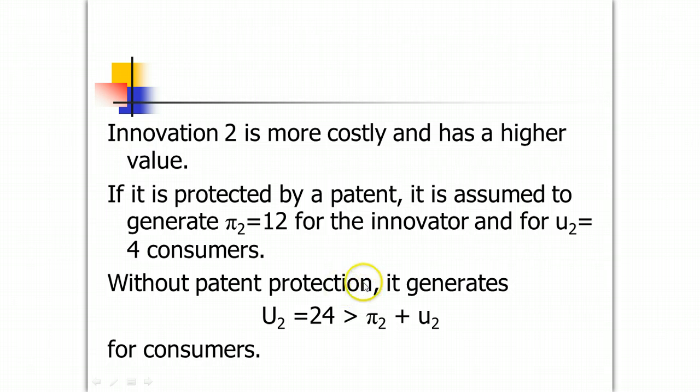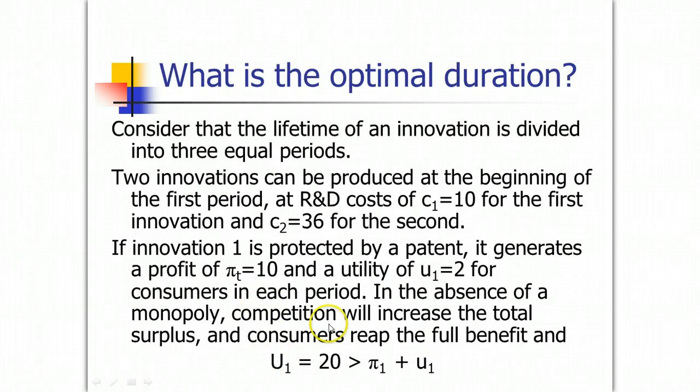Without patent protection, when the price falls and quantity increases, the surplus for consumers is 24, and that's greater than the total welfare generated under patent protection, which is 12 plus 4 equals 16. So these are our two products in our stylized situation.